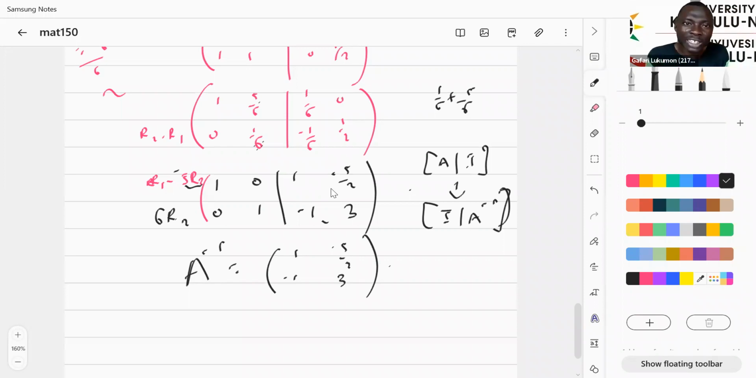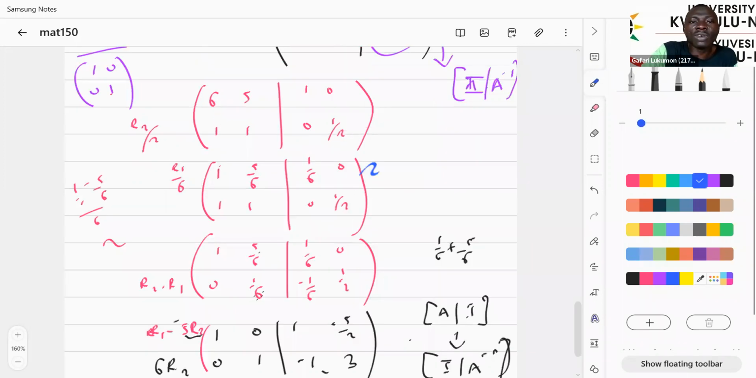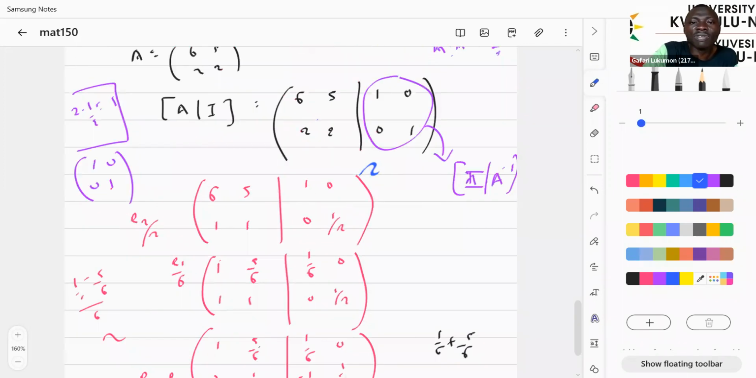Okay, now that's one of the methods. Maybe I should use another method for you. I think that is more cheaper. So that method is more cheaper. So what is the method? So you know the question gave, we have 6, 5, 2, 2.